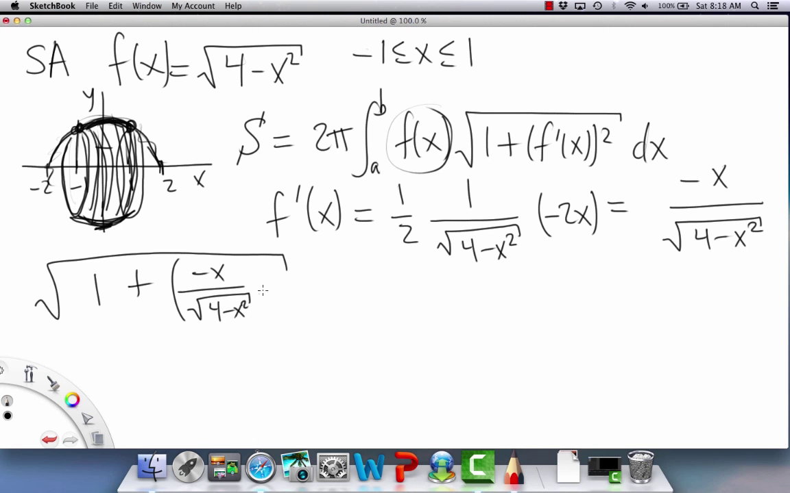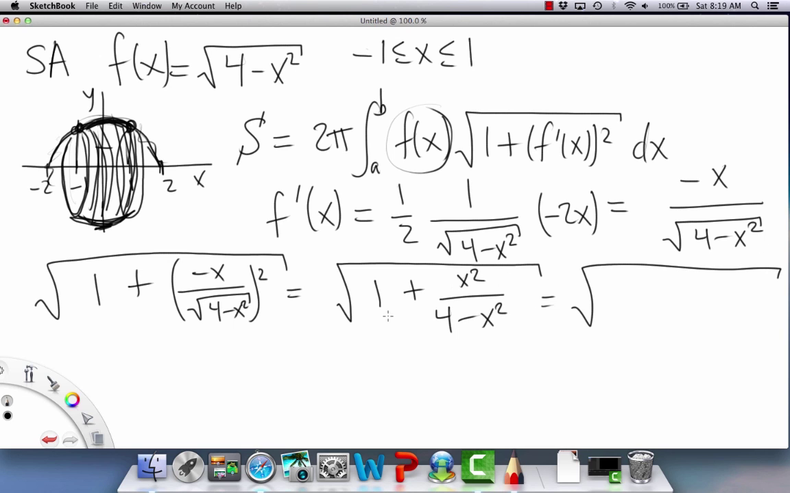4 minus x squared, squared. Then this is going to equal 1 plus, and the negative turns positive once you square it, and that is over 4 minus x squared. Now we'll simplify. We're going to multiply the 1 times 4 minus x squared on top and bottom. So we get 4 minus x squared plus x squared over the common denominator of 4 minus x squared. Then these on the top cancel out conveniently, the minus x squared and the positive x squared. So we get 4 on top, and it becomes a 2 once we take the square root.